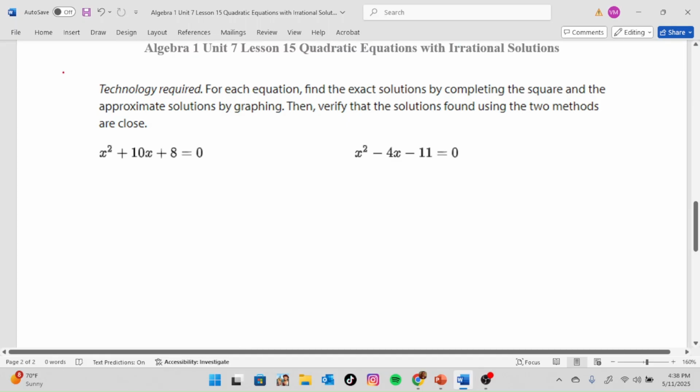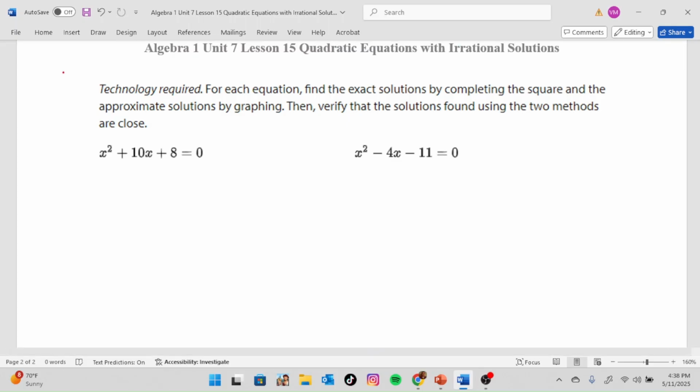Practice problem number 4 is our last practice problem for lesson 15. This one specifies technology required because they're going to have us solve these two standard form equations using the completing the square method. Then they want us to graph them on a graphing calculator such as Desmos.com and verify that the solutions are close to each other.